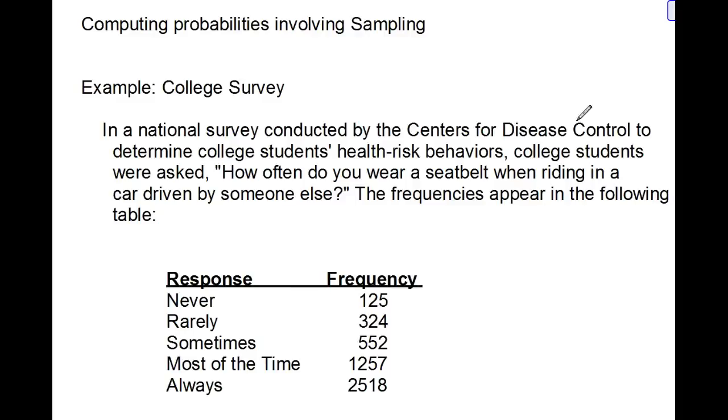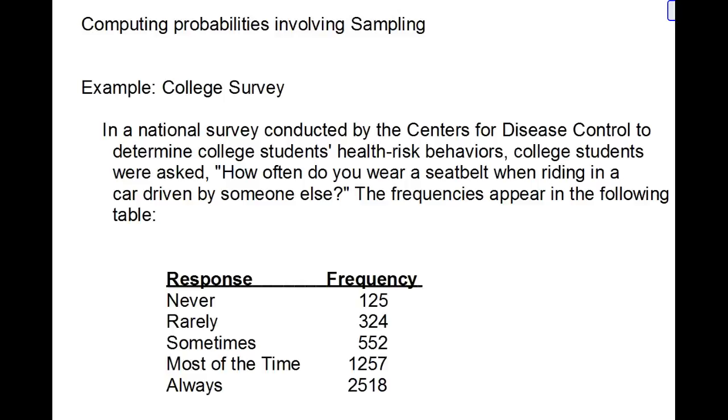In this video, we're going to talk about computing probabilities involving sampling, meaning if we have sampled a group, how we find their probabilities. So first, let's look at the survey for a college that was conducted by the Centers for Disease Control to determine college students' health risk behaviors. College students were asked, how often do you wear a seatbelt when riding in a car driven by someone else? The frequencies appear in the following table.